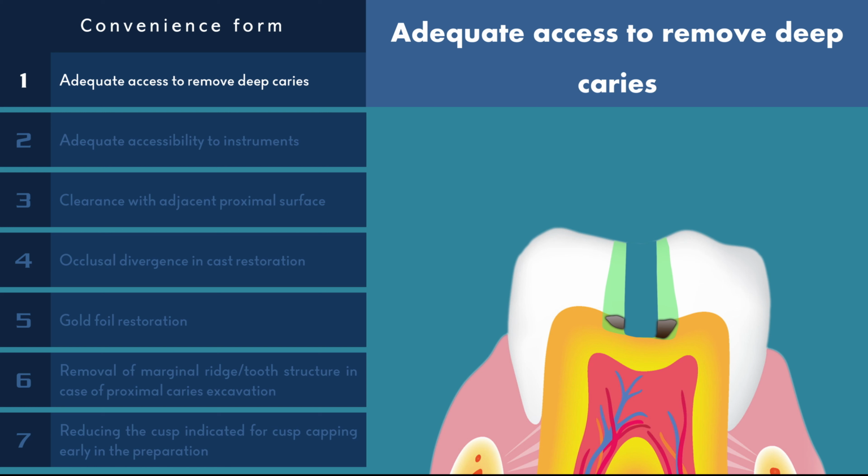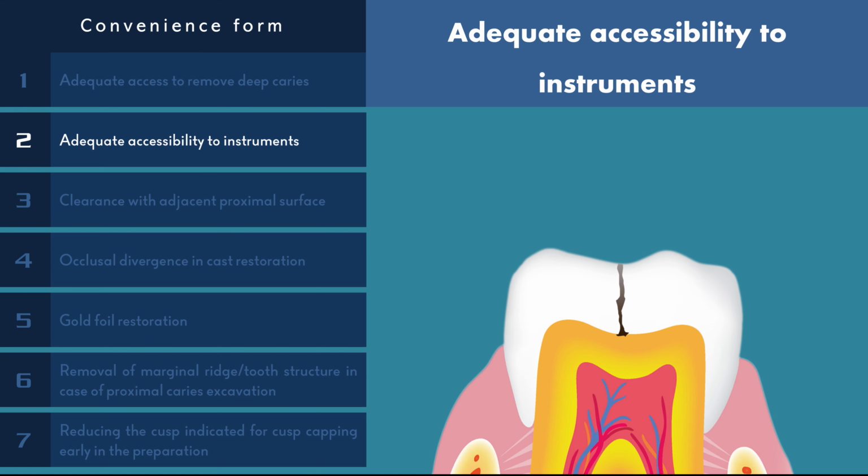So this is a convenience form because we are extending the cavity wider just for the removal of caries from the deeper areas. The next feature to be taken into consideration is the adequate accessibility to instruments.